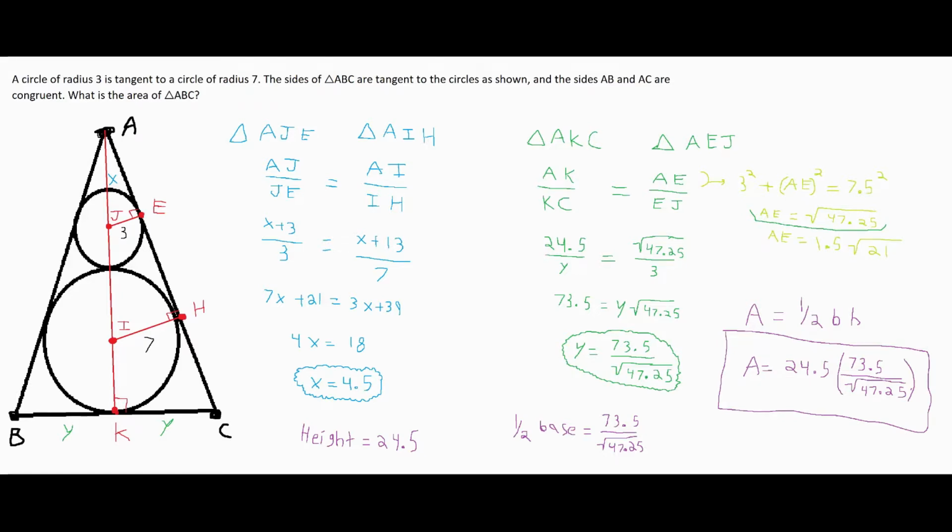A circle of radius 3 is tangent to a circle of radius 7. The sides of triangle ABC are tangent to the circles as shown, and the sides AB and AC are congruent. What is the area of triangle ABC?